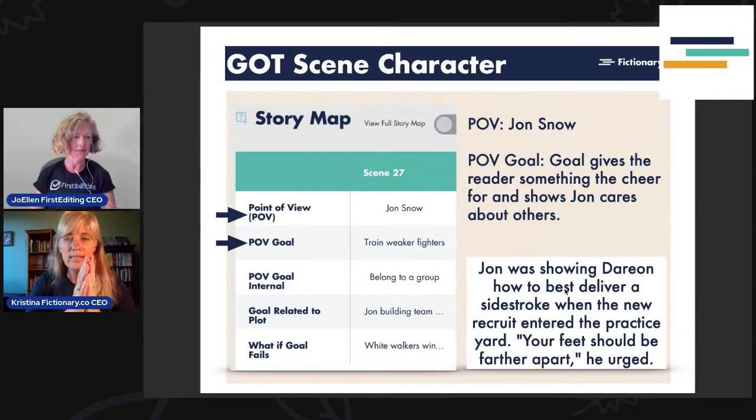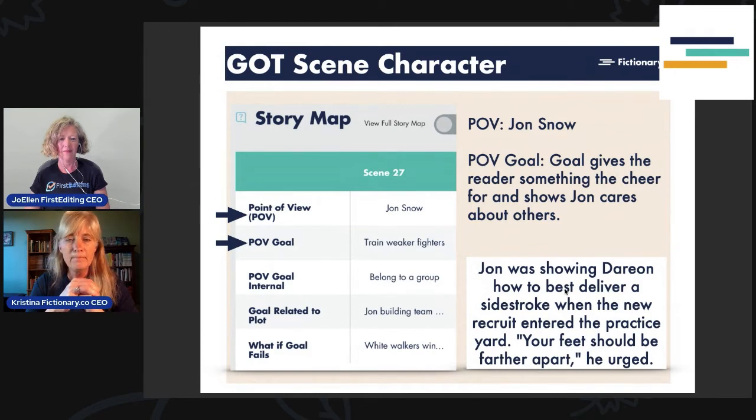So in this scene, there's the point of view goal, and it's John's. You can see on the side, this is just a snapshot from the story arc within Fictionary, showing the point of view goal of John is to train weaker fighters. And the goal gives the reader something to cheer for, and it shows John cares about others. So right away, we like him.